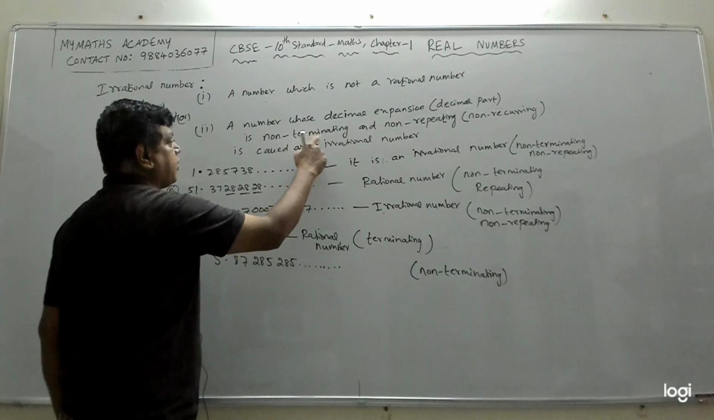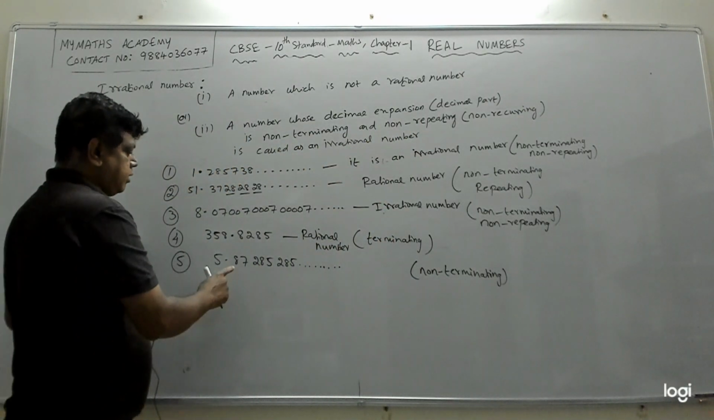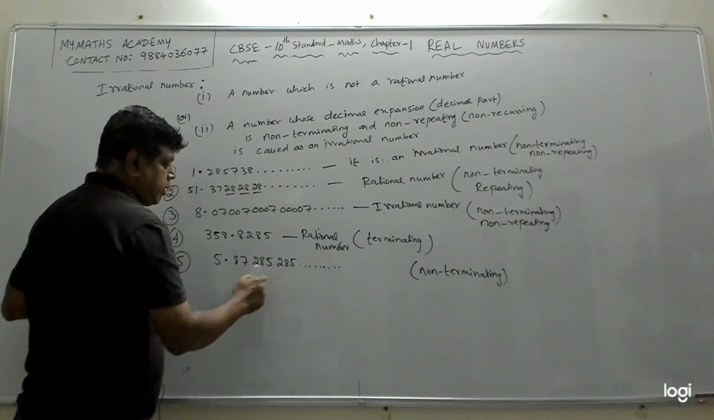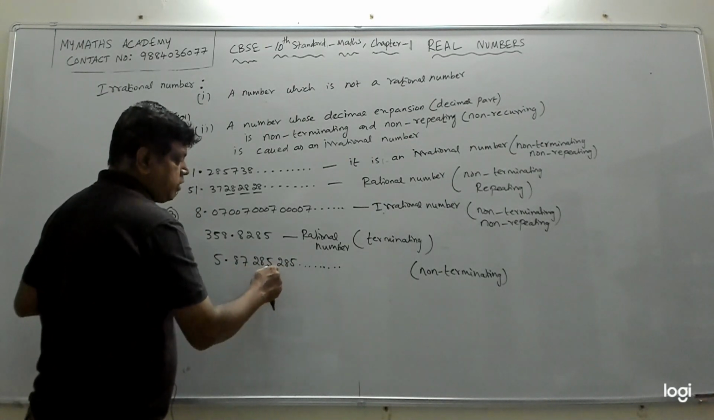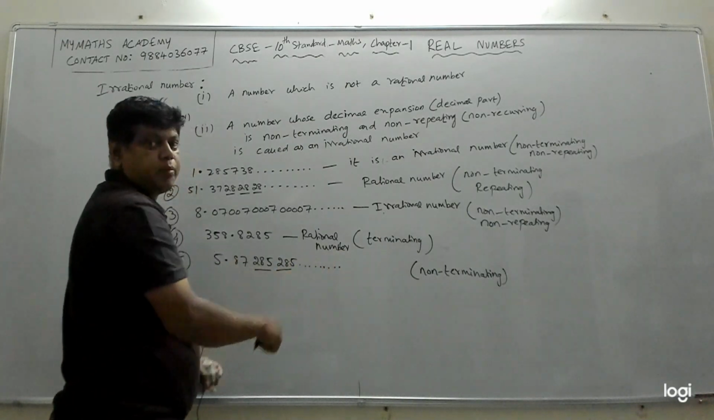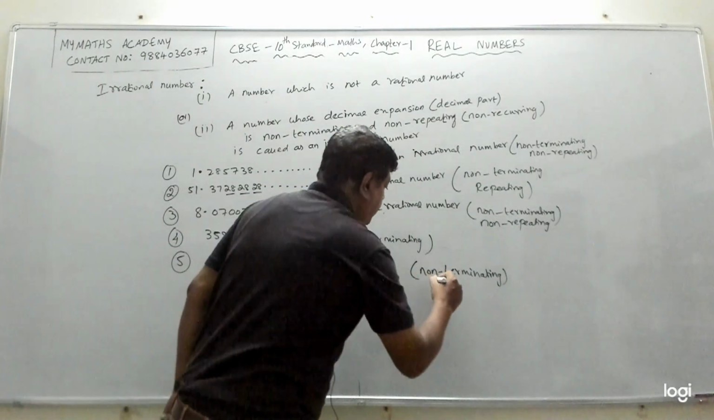So this condition is satisfied. Now is it non-repeating, which means nothing should repeat. Let's look at this: 5 point, after the decimal point it is 87 after the 285 285. This 285 is repeating. Dot dot dot means 285 285 285 keeps coming. So that set is repeating, which means it is non-terminating and repeating.